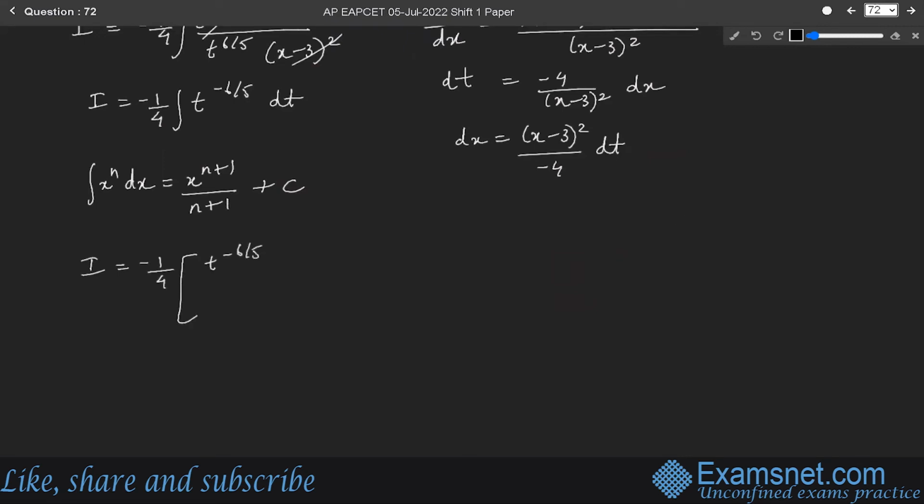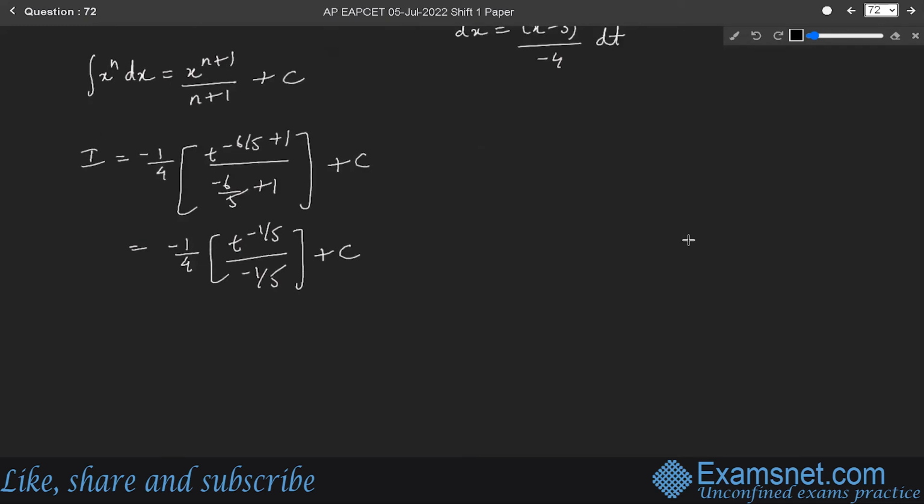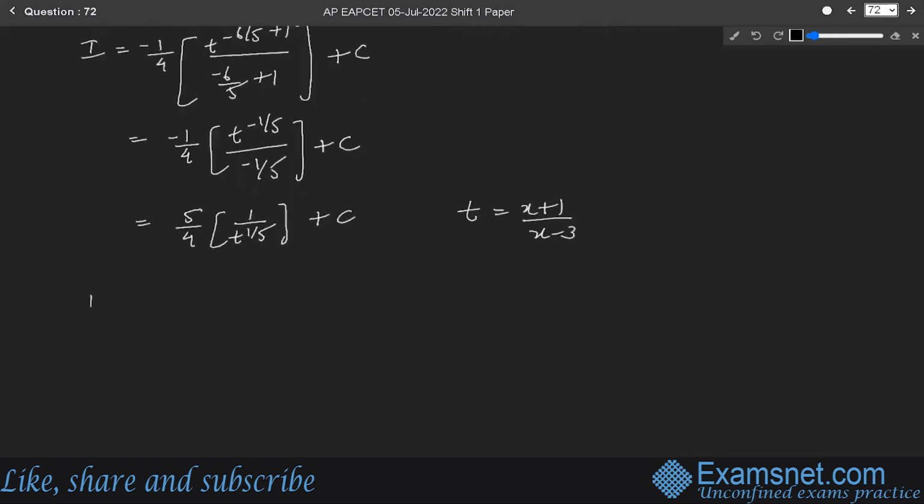So applying this formula here, I will be equal to minus 1 by 4 into t power (minus 6 by 5 plus 1) divided by (minus 6 by 5 plus 1) plus c, which will be equal to minus 1 by 4 into t power minus 1 by 5 divided by minus 1 by 5 plus c. On further simplifying, it will be equal to 5 upon 4 into 1 upon t power 1 by 5 plus c. We know that t is equal to (x plus 1) upon (x minus 3). So putting the value of t, I will be equal to 5 by 4 into [(x minus 3) divided by (x plus 1)] power 1 by 5 plus c.